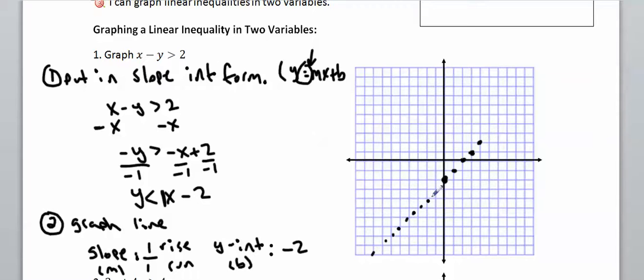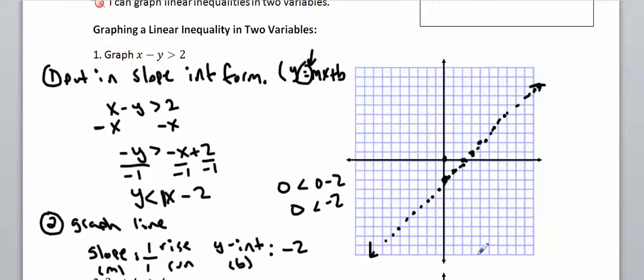As long as it doesn't look like a full-on line, we're fine, because we know, not just assume, that this line is not included in the solution. All right, and then we're going to pick a test point. If the line is not included, I always pick 0, 0, because that's the easiest point to plug into my equation and do something with. Okay, so I'm going to plug in 0 for both x and y and check. So I get 0 for y is less than 0 for x minus 2. And I get 0 is less than negative 2.